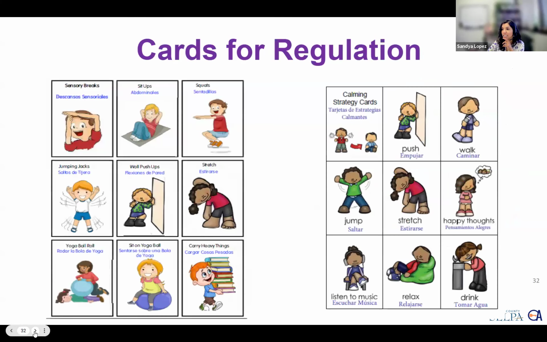Cards for regulation. These are linked here. We offer training around sensory supports and regulation supports. And so we like to bring these into those trainings so that you can create different stations if you need to, or have something very specific for a very specific student. So calming strategy cards, sensory break type cards. Next slide.